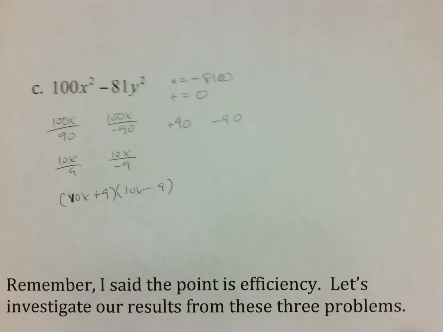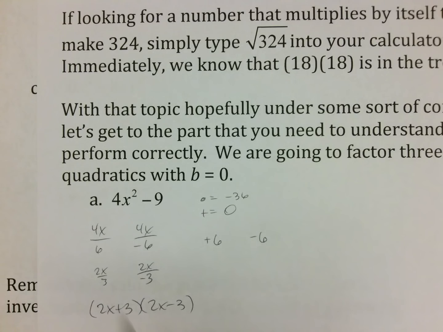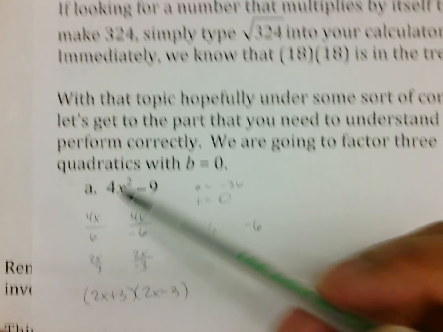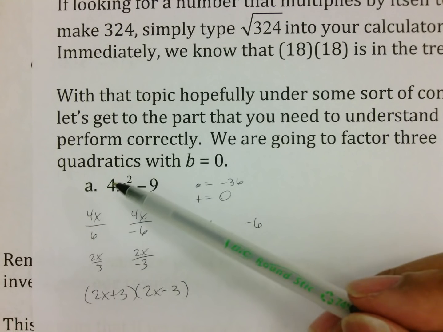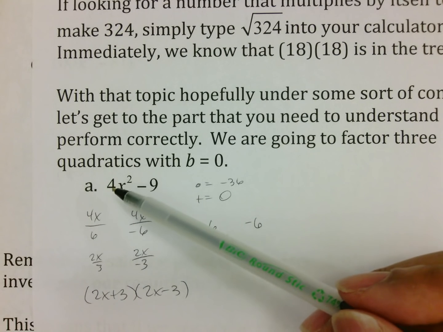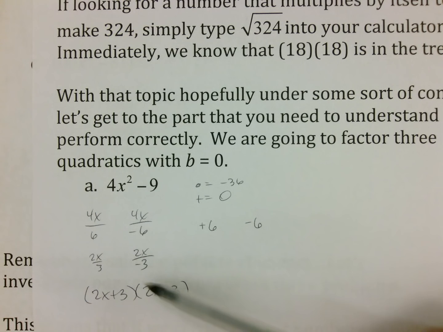Remember I said that the point is efficiency. So let's just investigate our results from these three problems. I do hope you wrote some of those down. But let's look at what our answers came from, or how we might have found them. Think about 4. What number multiplies to be 4 would be 2 times 2. There's your 2. There's your 2.